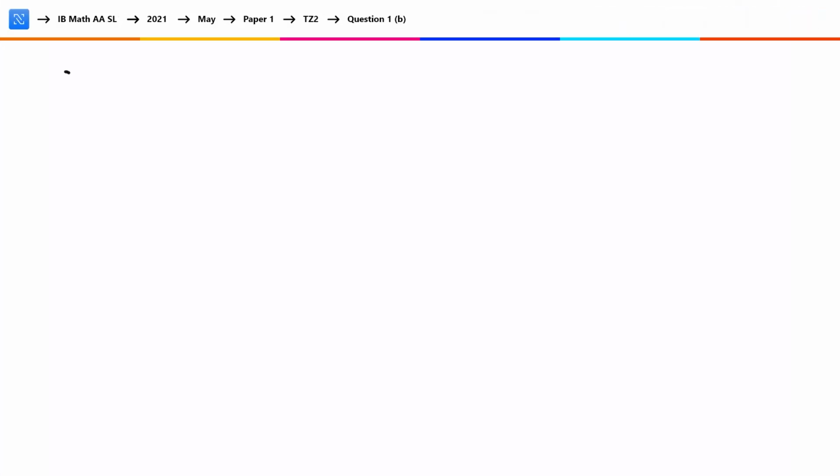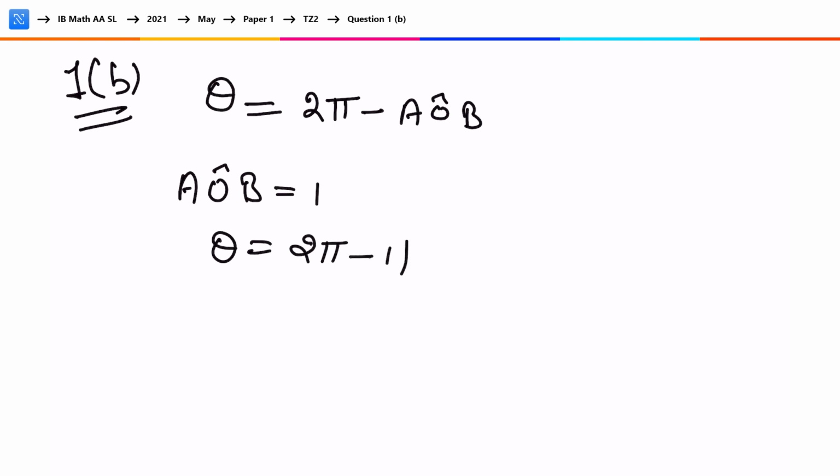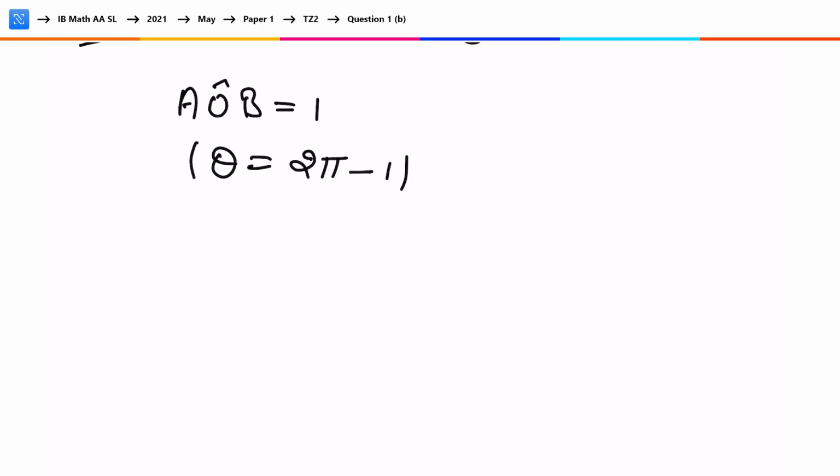Question 1, Part B. We need to calculate the value of theta. Theta is equal to 2 pi minus the angle AOB. Given that angle AOB is equal to 1, we have theta equals 2 pi minus 1. Now let's find the area of the non-shaded region.